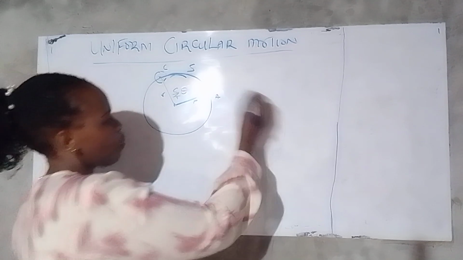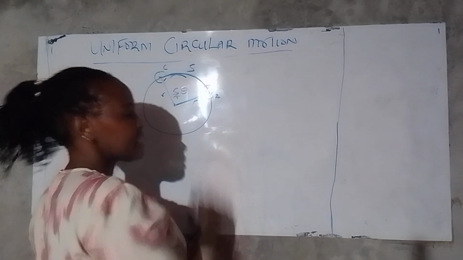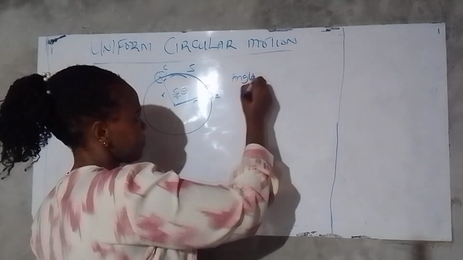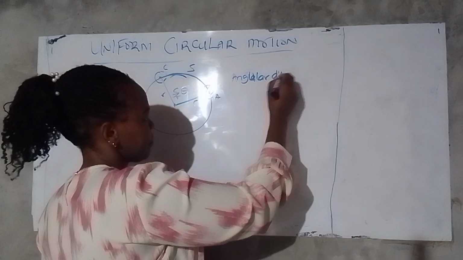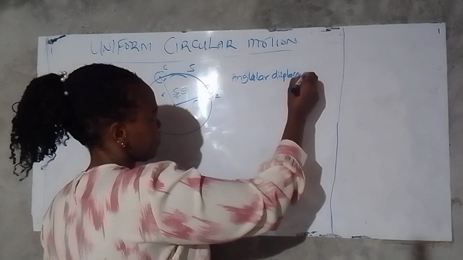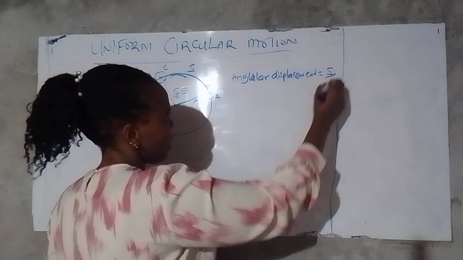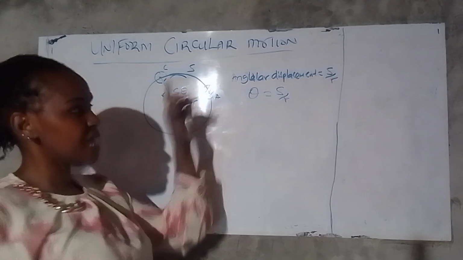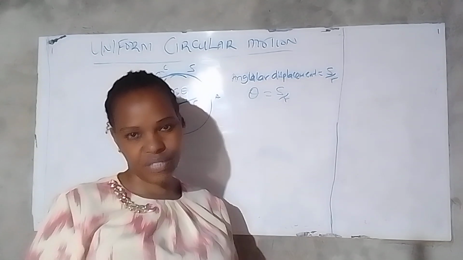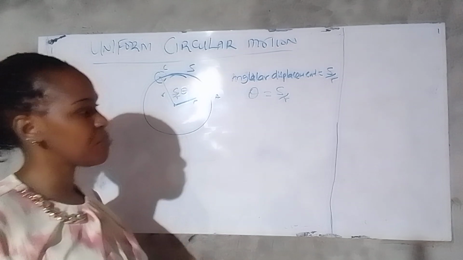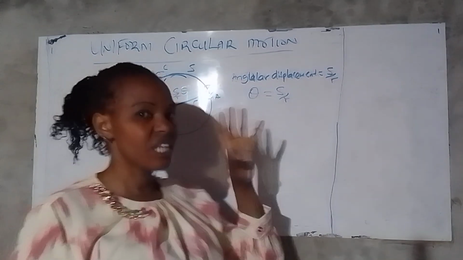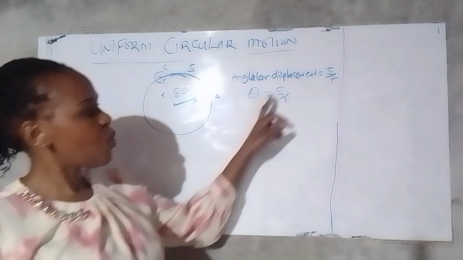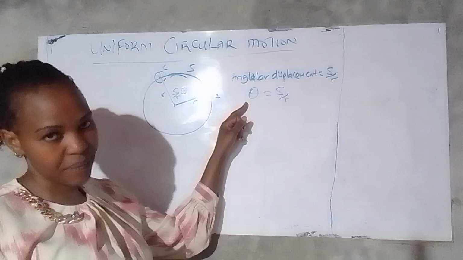So let's say angular displacement, we give it as S over R. So theta equals S over R, where theta is the angular displacement in terms of radians. Pay attention. Angular displacement is given in terms of angles, so it's an angle. Angular displacement is theta and is measured in radians. So S over R radians, okay?